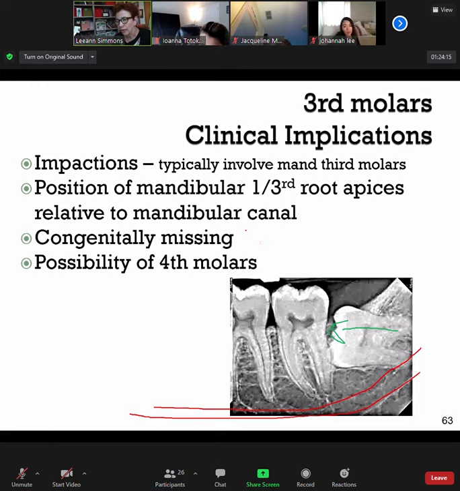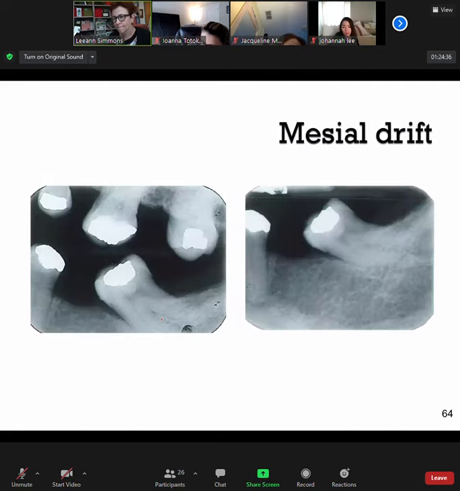But, you know, lucky people, they're congenitally missing. Third molars can be congenitally missing, just as there can be extra molars or fourth molars. Okay, any questions about that one?